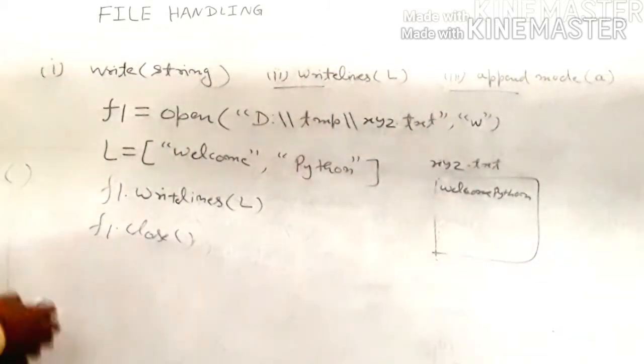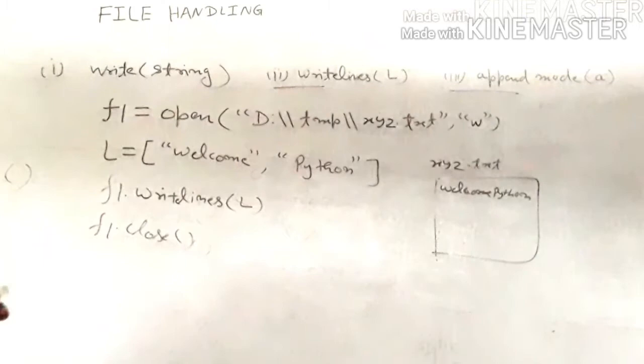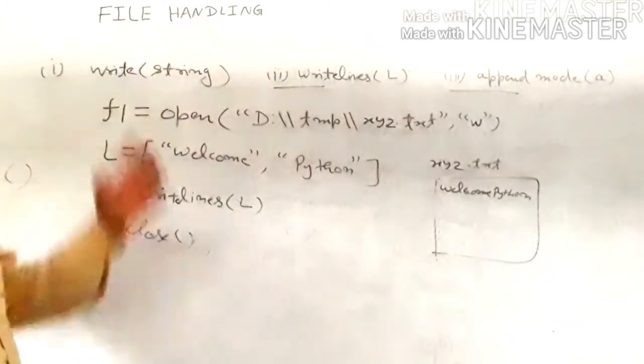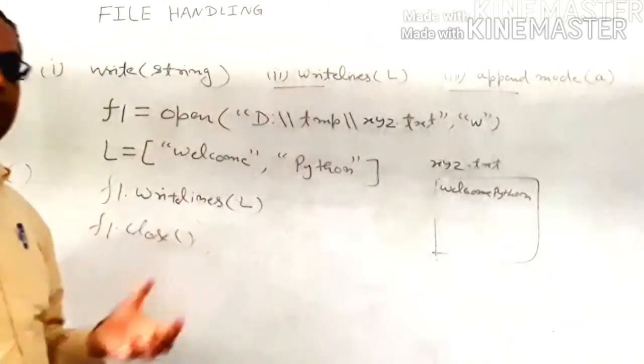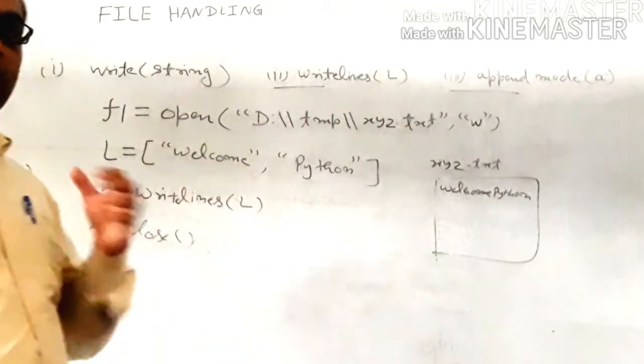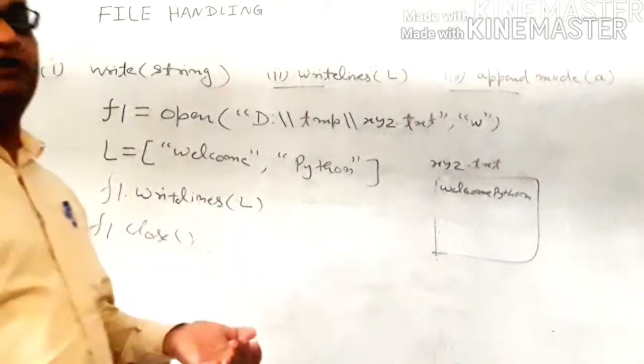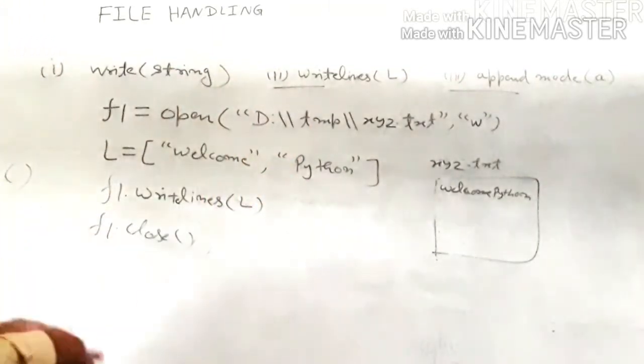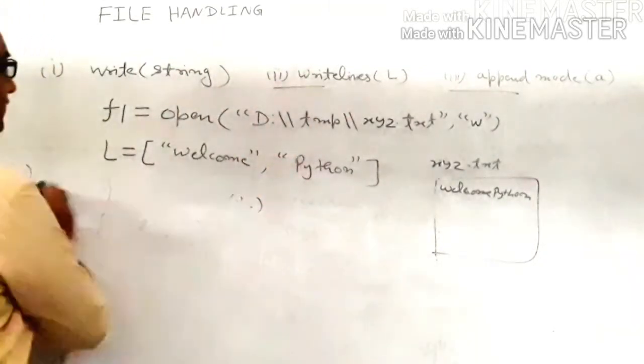So those are the two functions, write and writelines. Write writes one string at a time, writelines writes more than one string, in the form of a list, and append mode adds the new data to the old data. So that is the use of this. Now, the next point.